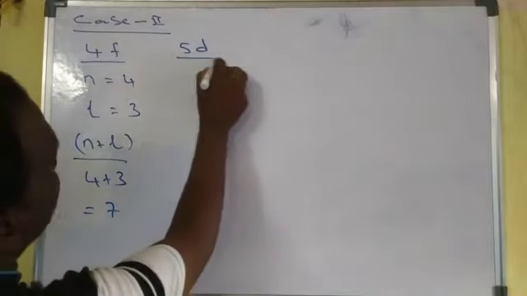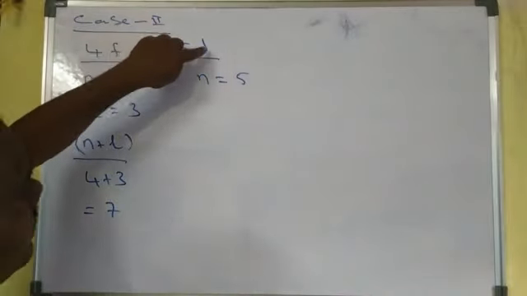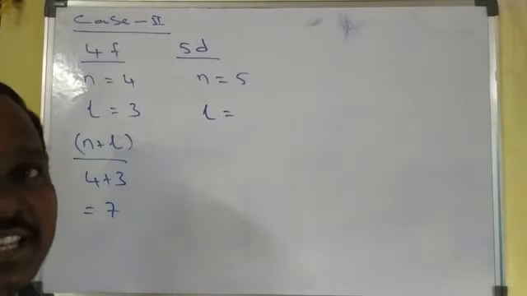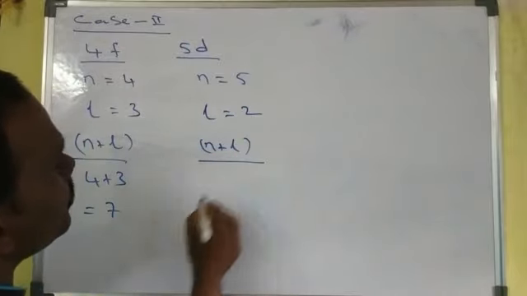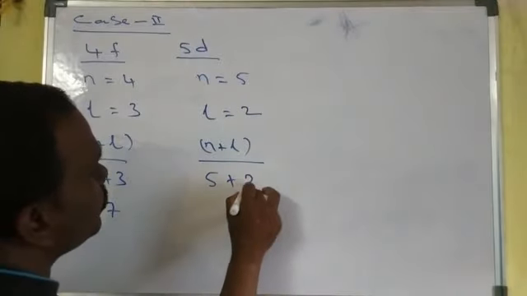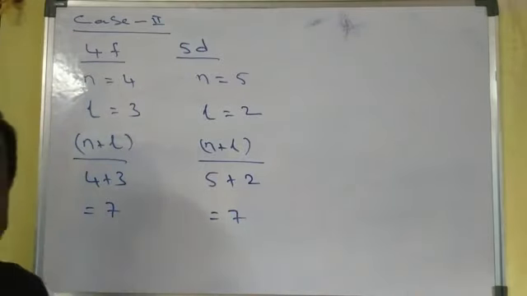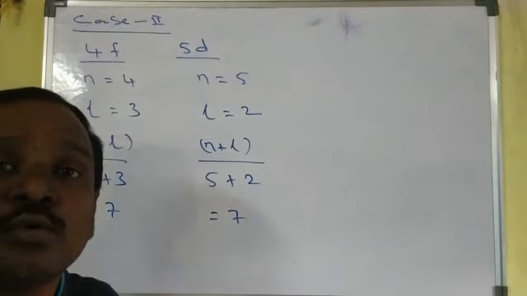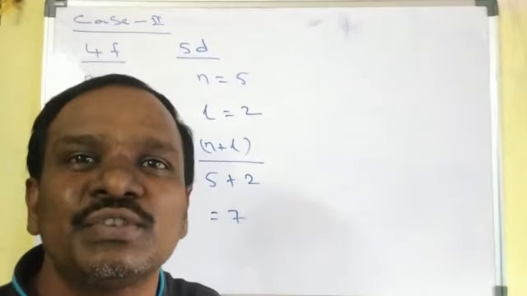For 5d orbital, n value is 5. For d orbital, l value is 2. So n plus l value, n is equal to 5 and l is equal to 2. 5 plus 2 is 7. These two orbitals have the same n plus l values. Now, which orbital has lower energy and which has more energy, students?